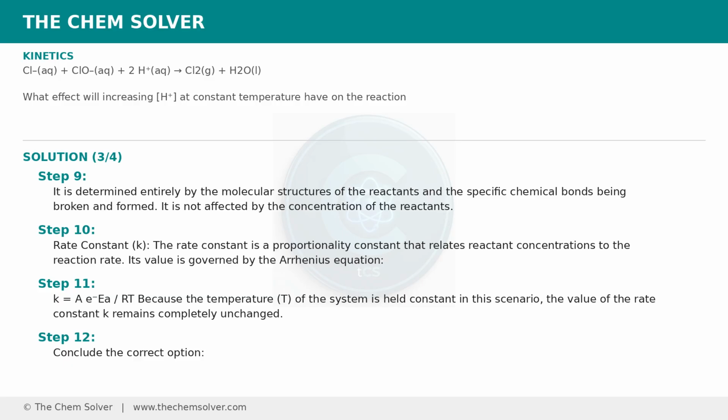Rate constant, k. The rate constant is a proportionality constant that relates reactant concentrations to the reaction rate. Its value is governed by the Arrhenius equation. k equals Ae^(-Ea/RT). Because the temperature, T, of the system is held constant in this scenario, the value of the rate constant k remains completely unchanged.